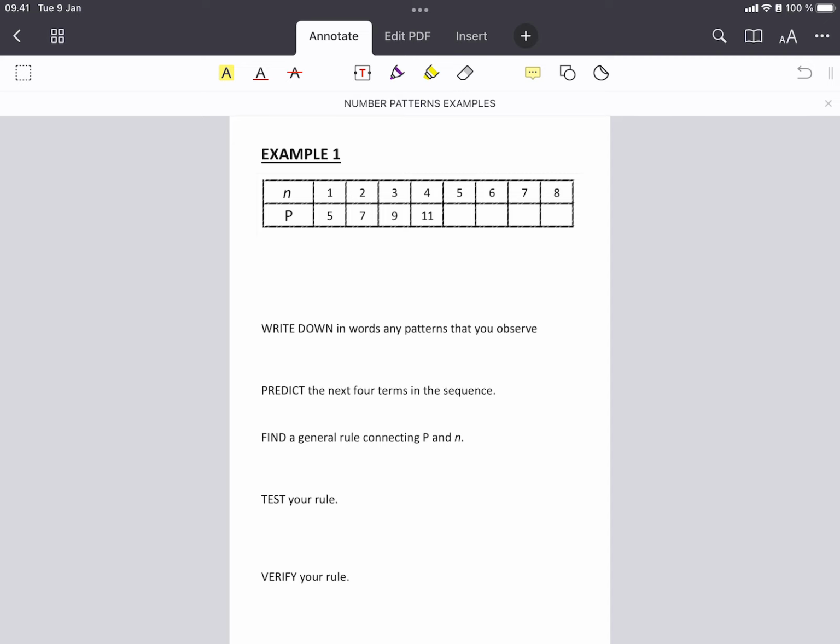Okay, this is the first of a little series of videos about the number patterns question that has been a bit of a banker in the exam over recent years.